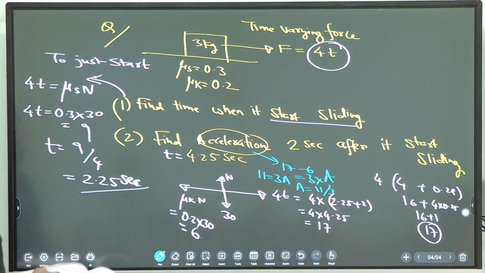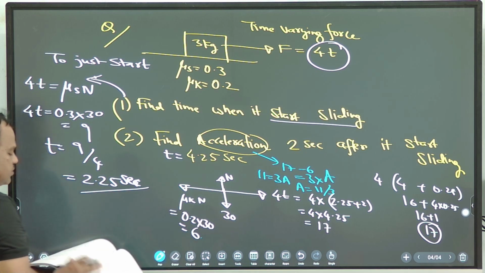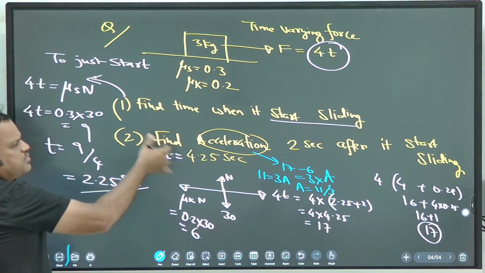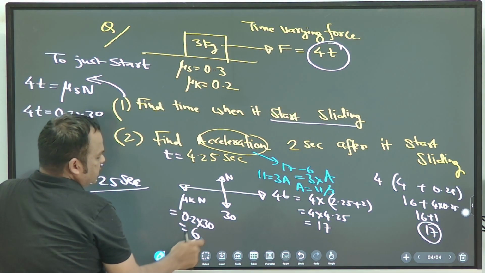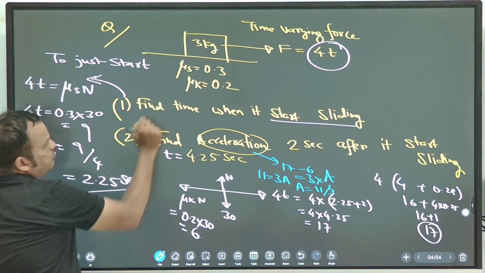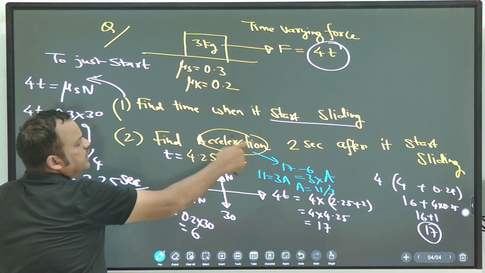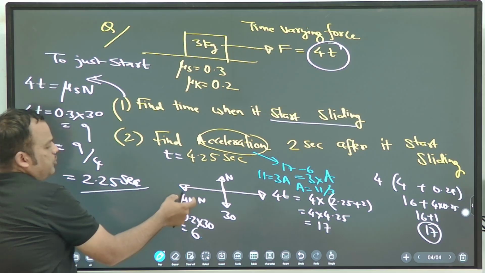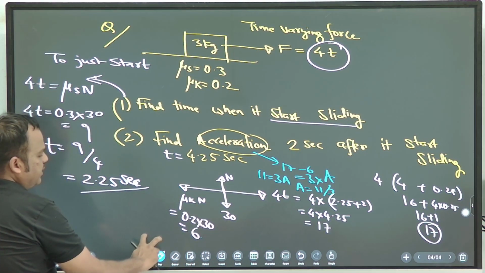So that's it. So this is friction. Now we'll do some questions. Now more concepts are there. The basic concept is this only, so just remember this. To just start, the force is mu s n, and if force is greater than mu s n, it will accelerate. So external force minus mu k n is equal to ma. So I'm writing again.